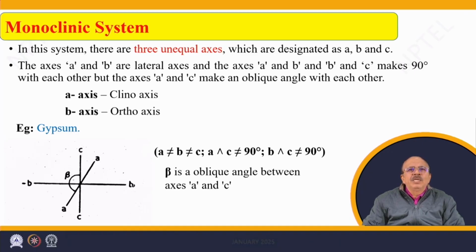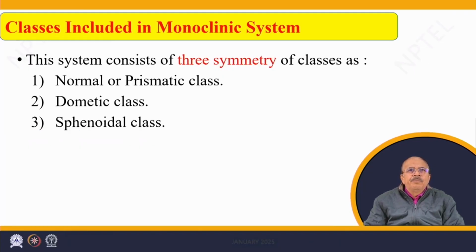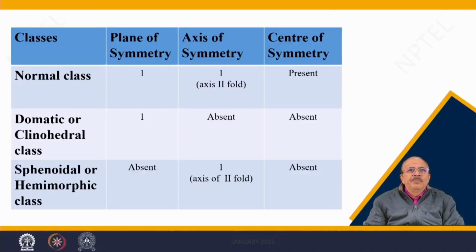In the diagram, you can see A is not equal to B is not equal to C, and angle A with B is equal to 90 degrees and angle B with C is equal to 90 degrees. Whereas beta is an oblique angle between axis A and C. The classes included in this monoclinic system are normal or prismatic class, domatic class and sphenoidal class.